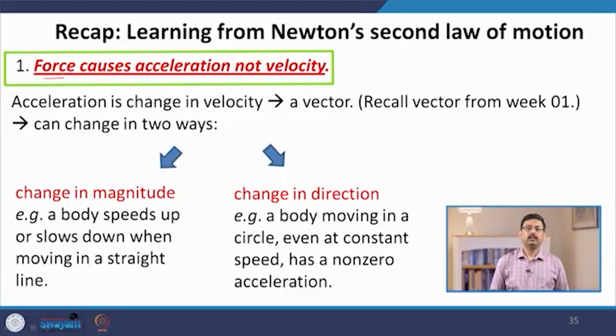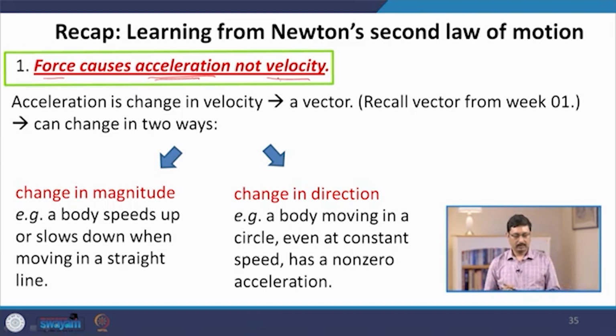The first message from Newton's second law is that force is the agent that causes motion. It causes acceleration and not velocity. This is a great misconception, and I will come in a few minutes to why it is so common. But it took the genius of Newton to realize that the effect of force is not to change position, but to change velocity. So, force causes change in velocity, which is acceleration.